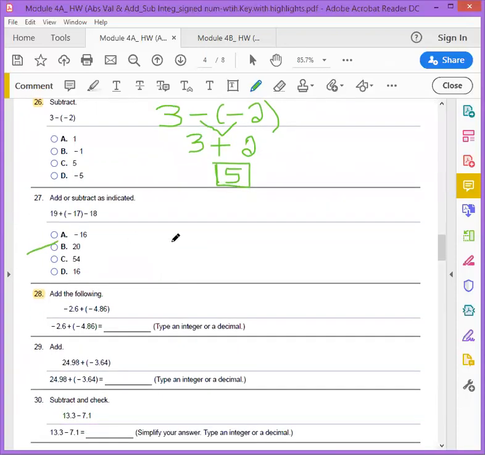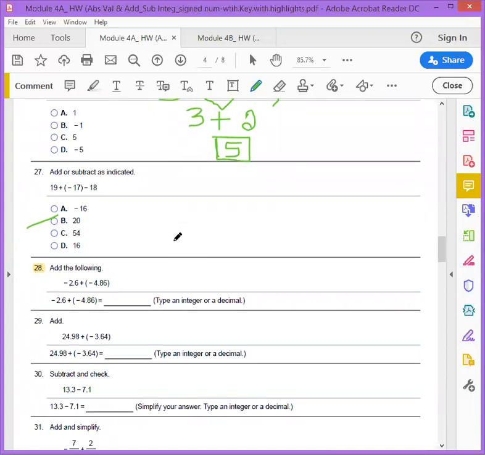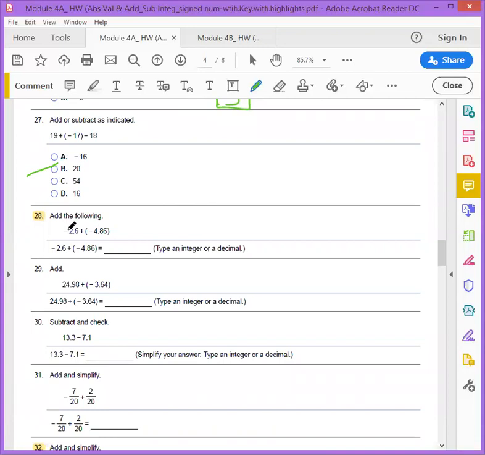Now let's look at number 28. For 28, you have negative 2.6 minus 4.86. Now a positive times a negative, remember that becomes minus. So that will be minus 4.86. We essentially have two negatives. So we started with negative 2.6, and we go take out 4.86. So we're really just adding these two numbers together. It stays negative, but we're going to add them together to figure out what that increase would be.